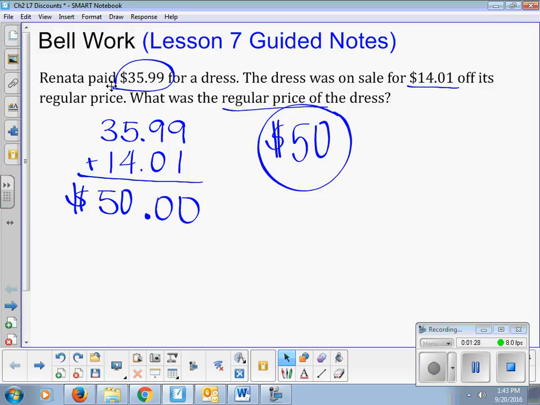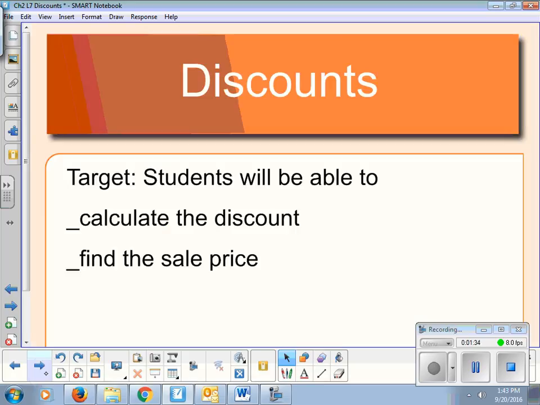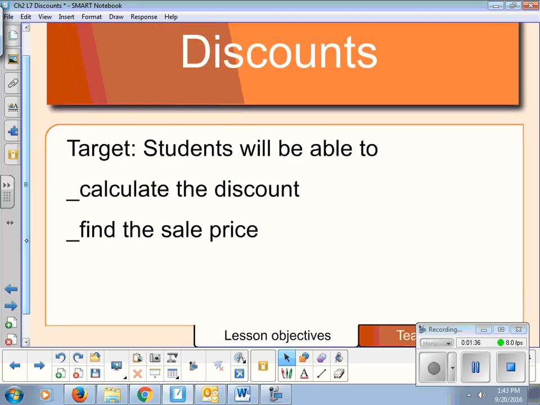Is that the lesson? We're going to do discounts today, but it's going to be kind of like yesterday. So today we are talking about discounts, and our target is students will be able to calculate the discount and find the sale price.